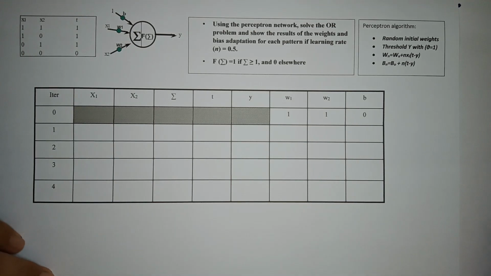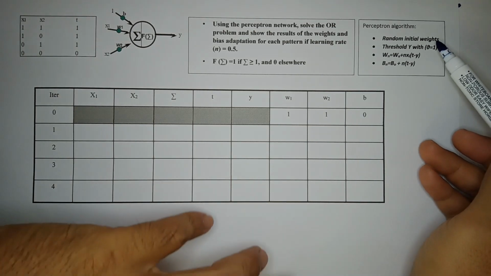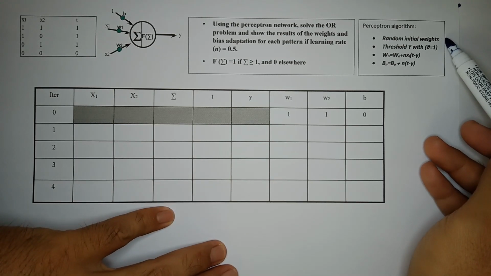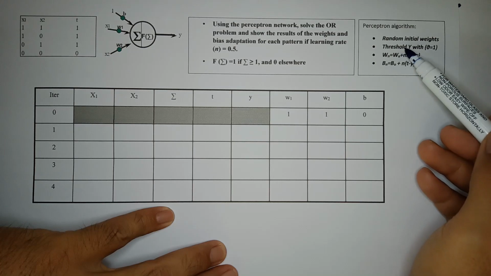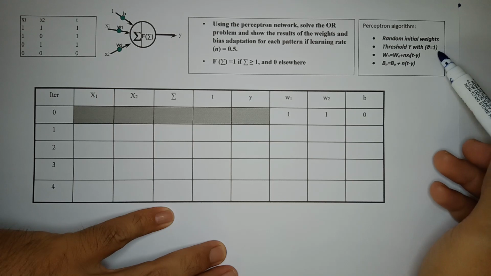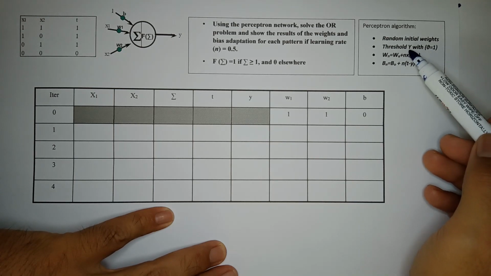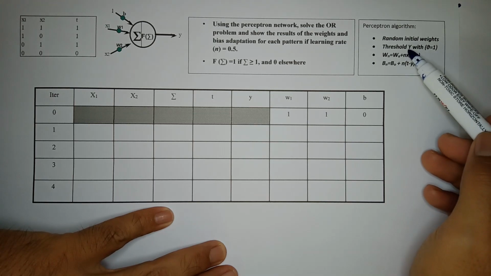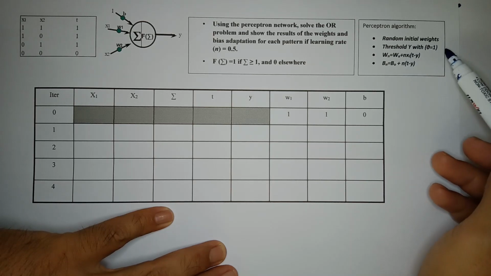So let's look at the algorithm in general. Basically, these are the steps. The first step is the same as the Hebbian: randomize the initial weight. The second step is where it differs. The perceptron algorithm will threshold the summation value with respect to theta, and then we give the value of y according to the output of the threshold equation. If you still remember, for the Hebbian it is just straight away y equals t for every step of the iteration, but it is quite different for the perceptron.